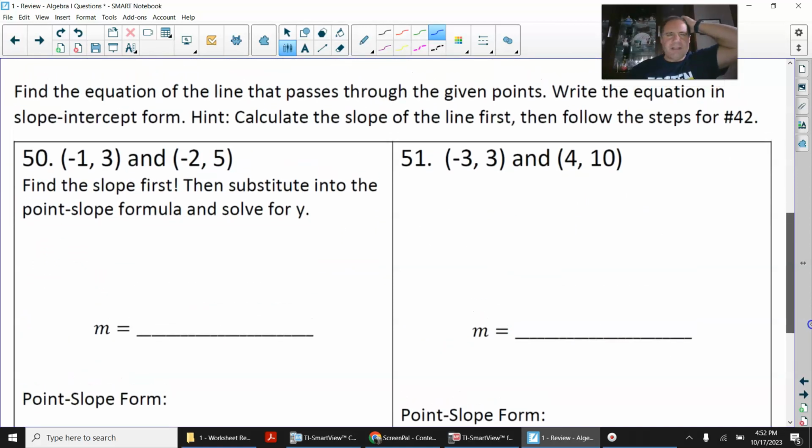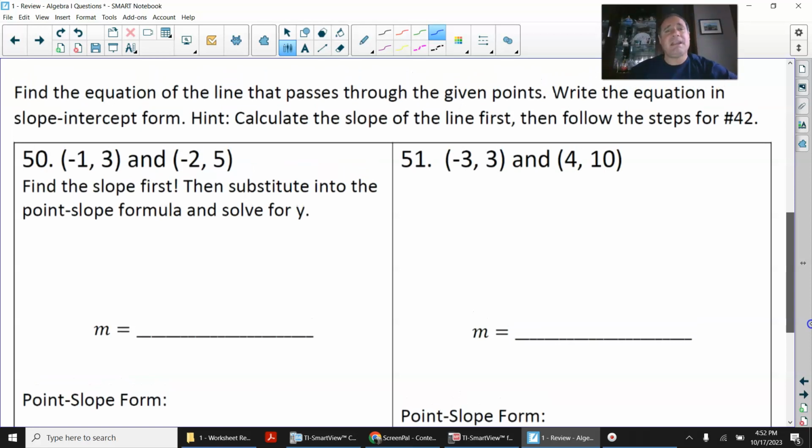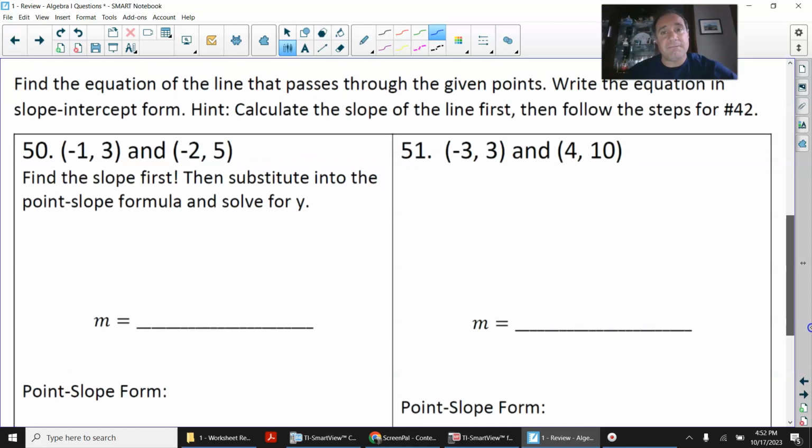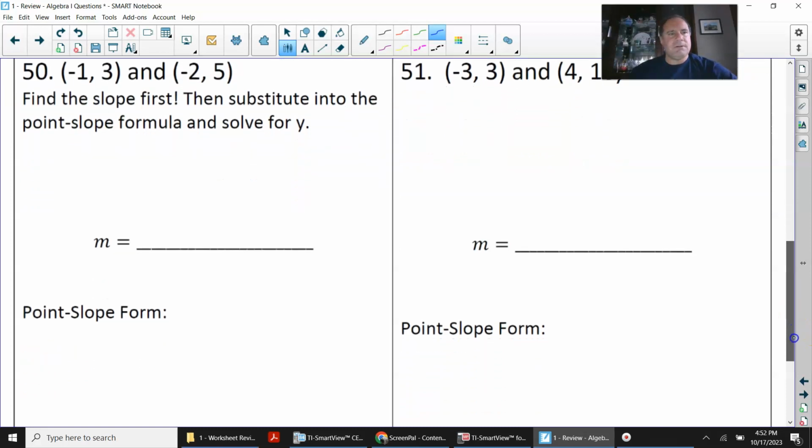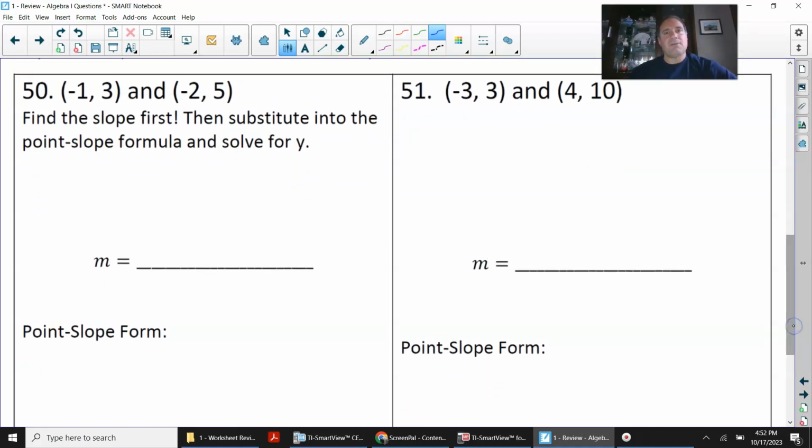All right, so number 50, it says to find the equation of a line that passes through the given points. Write the equation in slope-intercept form. Hint, calculate the slope of the line first. Then follow the steps that we did in like number 42. In just the last 8 problems, you follow exactly the same steps.